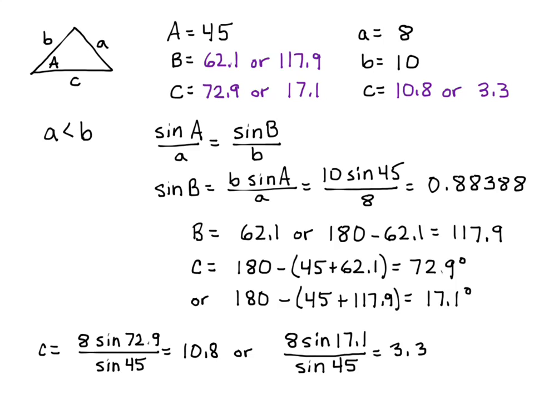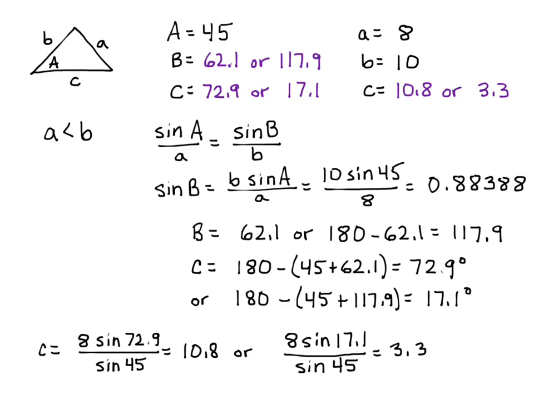Okay, so let me see if I can make a sketch of this, just to show you what's going on. So we have angle A, which is 45 degrees, so I'll try and make this a 45-degree angle like this. And then we figured that B is 10, okay, and C is either 10.8, so it's either this, or let me see, is that about right? Make it a little further out, like this. Or it'll be 3.3, which is like this.